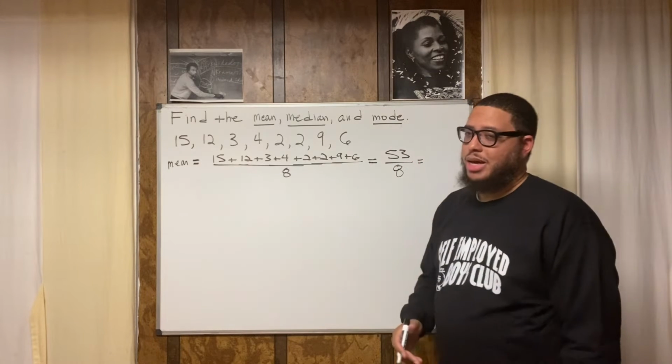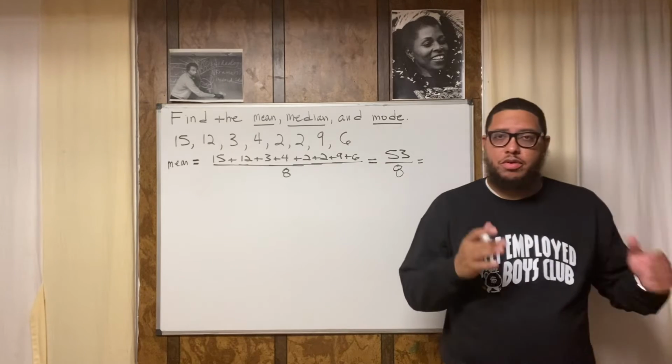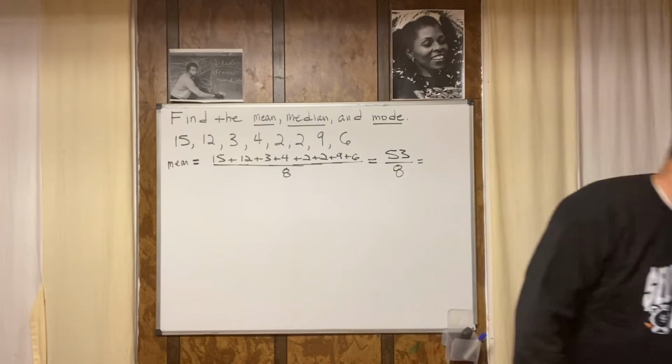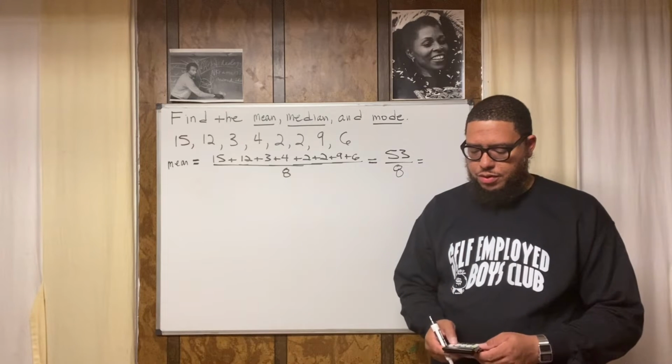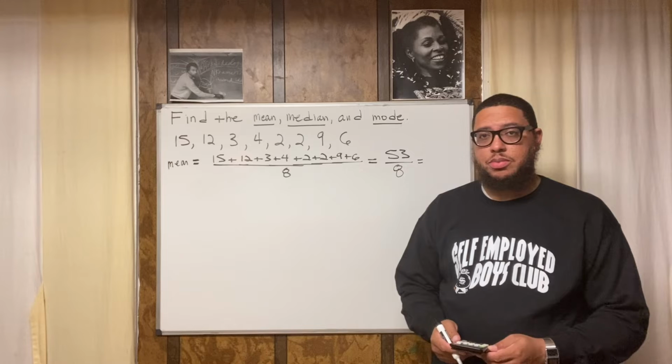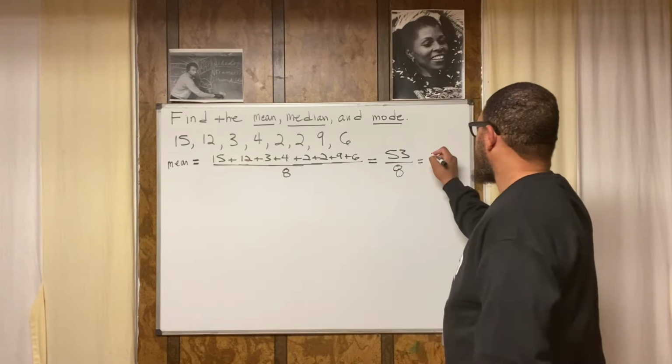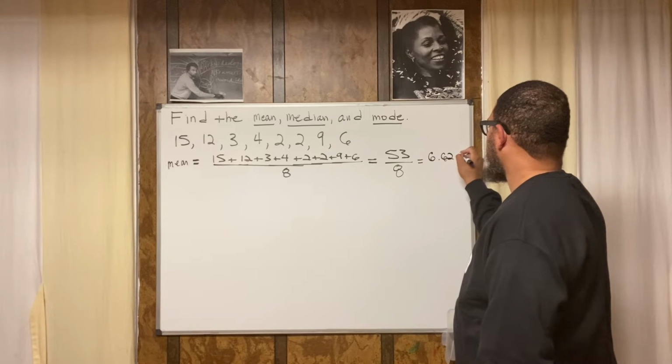And 53 divided by 8, as opposed to trying to do that mentally, I'm going to grab my calculator and do 53 divided by 8. I'm going to use a calculator for this part. 53 divided by 8 equals 6.625. So that is the mean of this data.